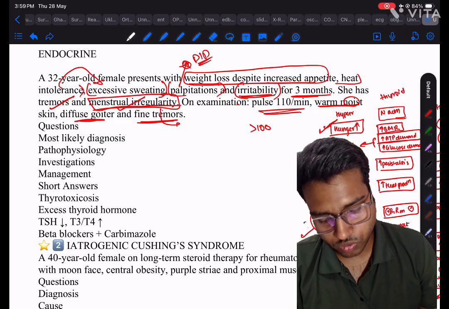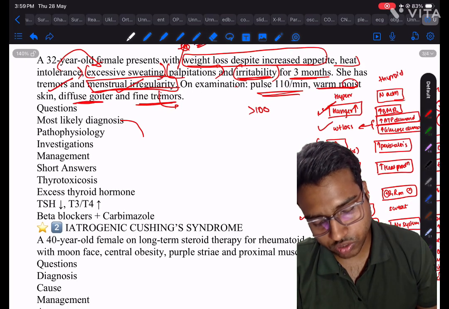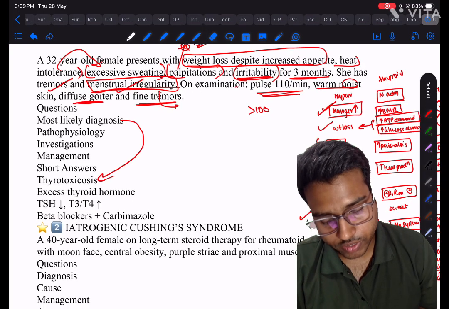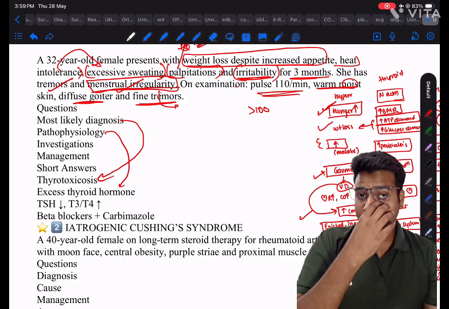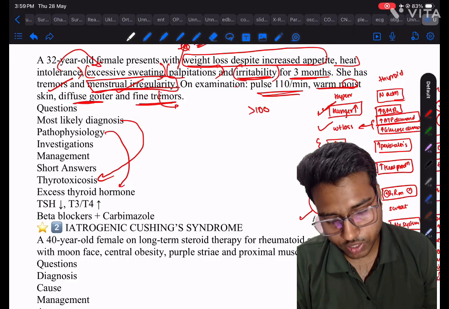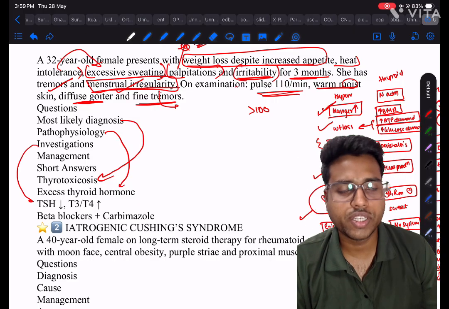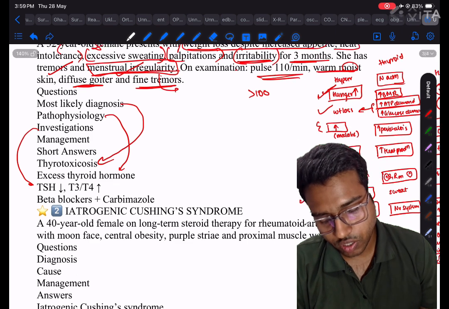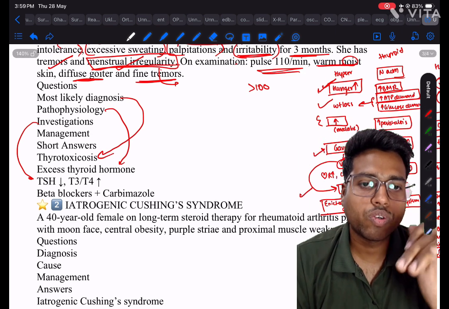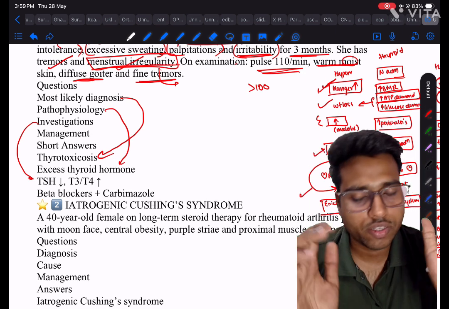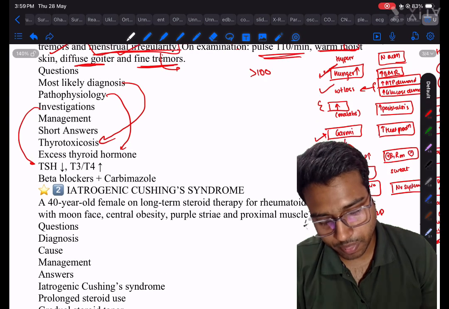Okay, so the most likely diagnosis is thyrotoxicosis. Why is this happening? Because of the excess thyroid hormone. Investigation: TSH low or T3 T4 high. You have to find the cause. It doesn't imply that if TSH is low there will be T3 T4 high. Okay, don't connect both things.